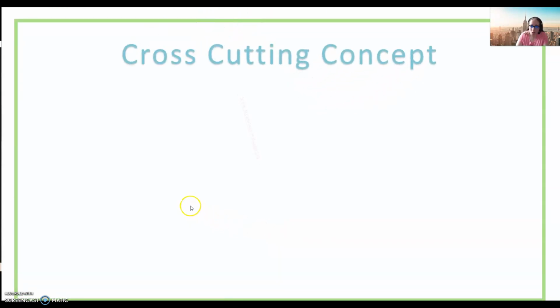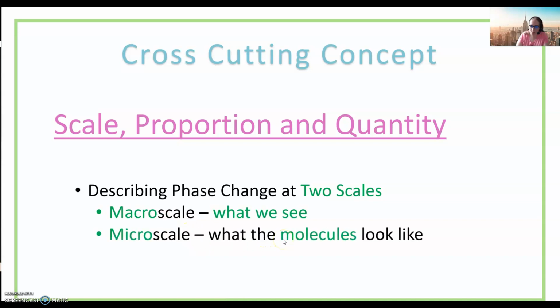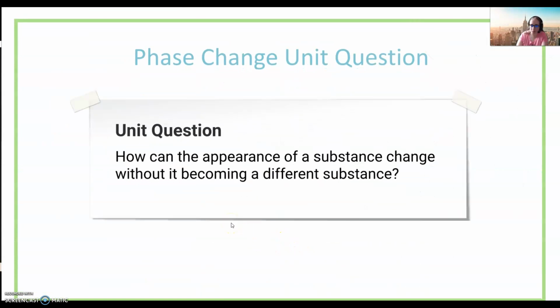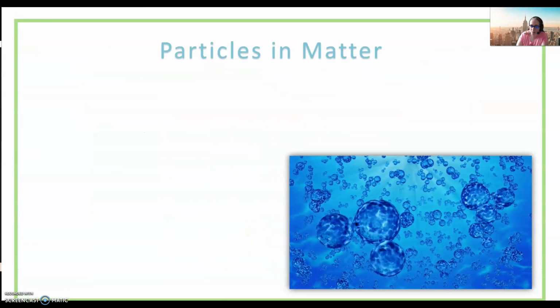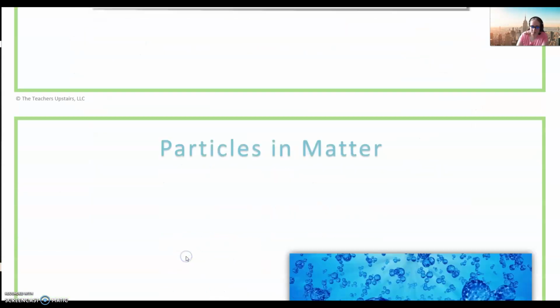So let's move on. So the cross-cutting concept that we're focusing on for this lesson is scale, proportion, and quantity. We're describing phase changes at two scales, the macro scale, what we see, and the micro scale, what molecules look like. Now remember, you can have more than one cross-cutting concept in a lesson, but this is the one we're going to focus on. So in the phase change unit, here's our unit question. How can the appearance of a substance change without becoming a different substance?